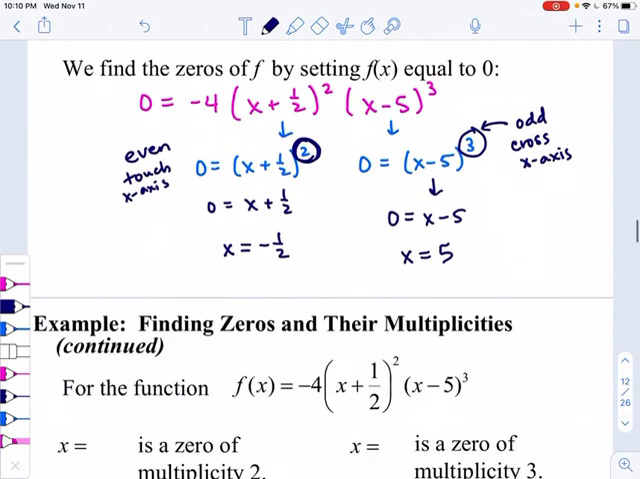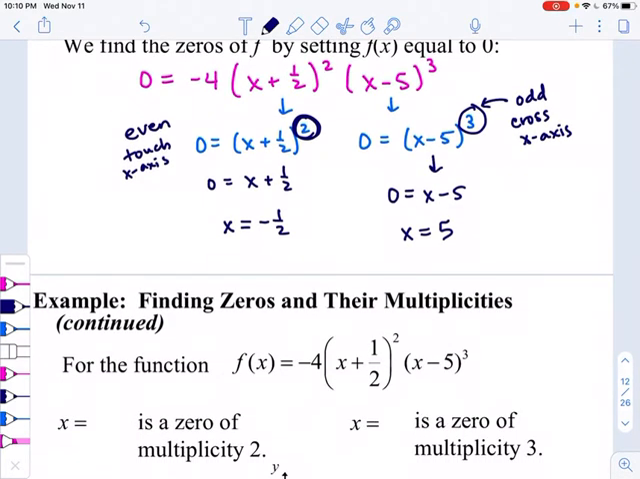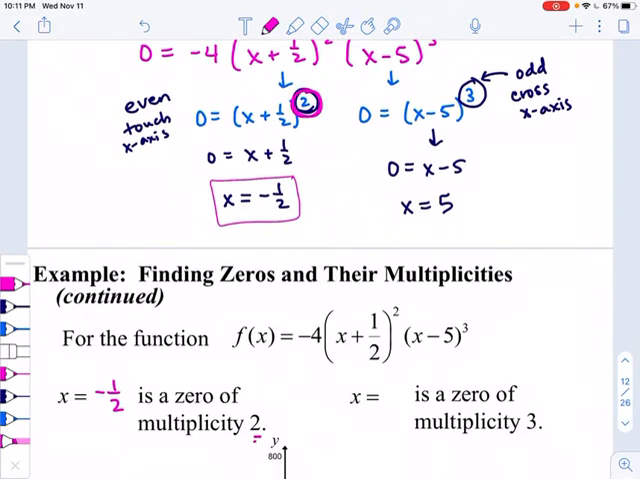So if we were to continue on, looking at that function, we were able to find our zeros. The first one we had was a zero at negative 1/2. So x is negative 1/2. That had a multiplicity of 2. And then we ended up with x equal to 5. And that had a multiplicity of 3. That's where this 3 is.